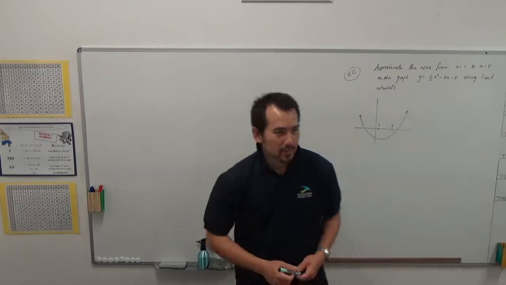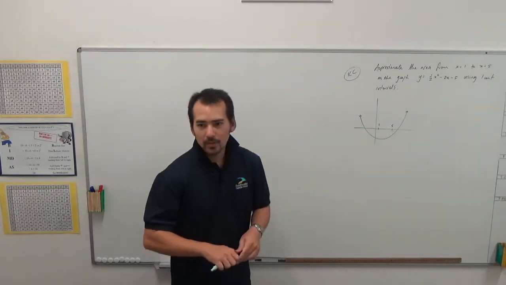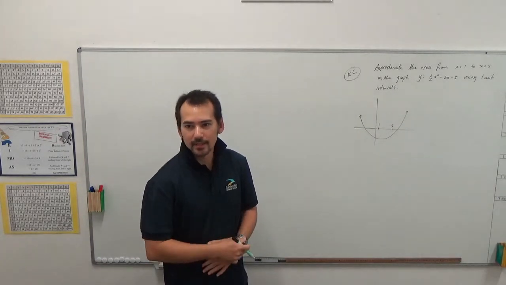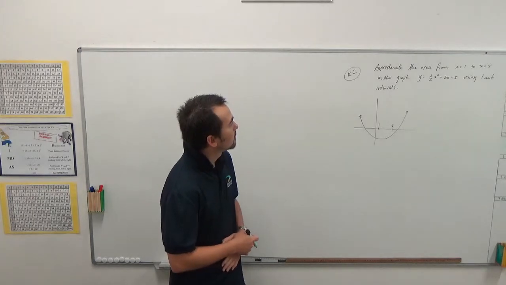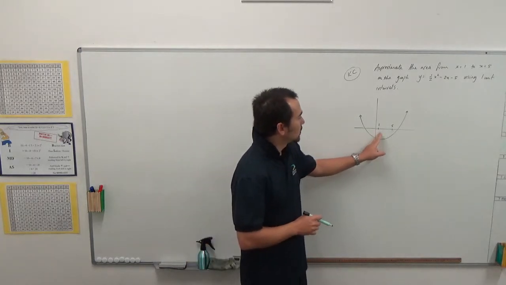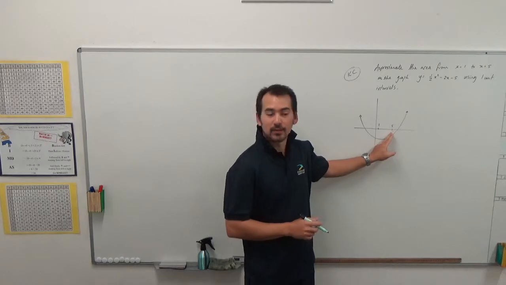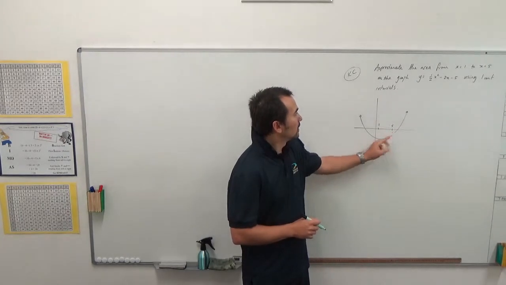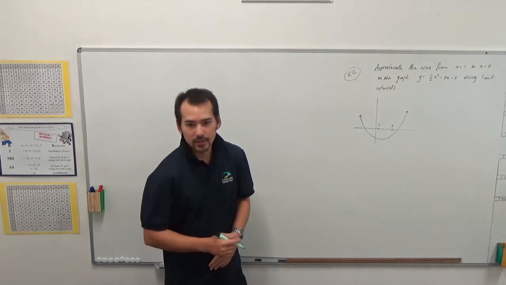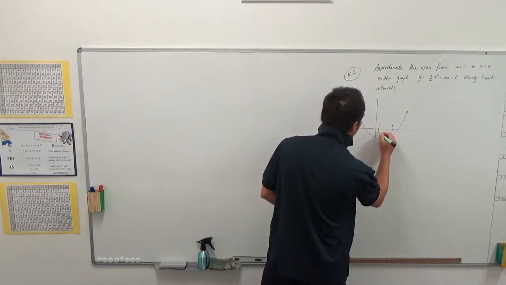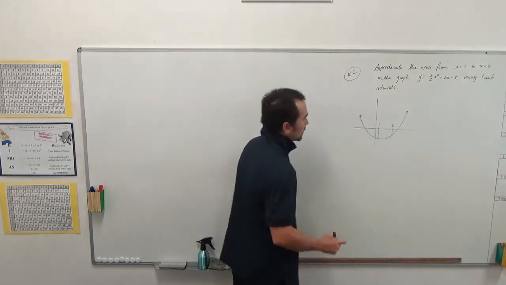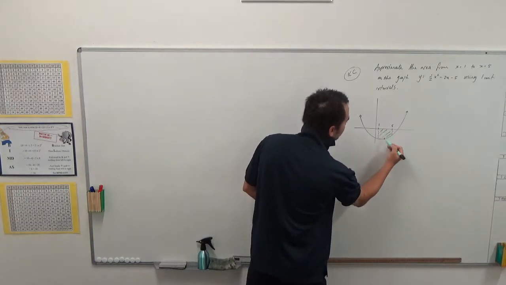Okay, let's have a go at this question. Right, so the question says we're going to estimate the area from x equals 1 to x equals 5 on this graph using 1 unit intervals. Okay, so let's shade in this area so we know what we're talking about. So it's this area in between here.